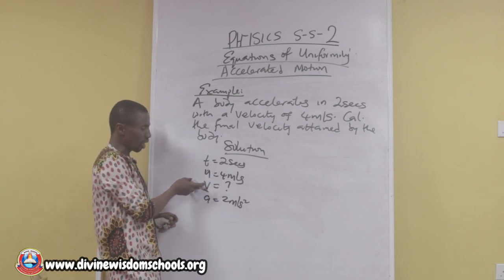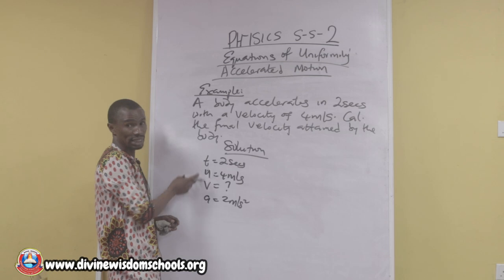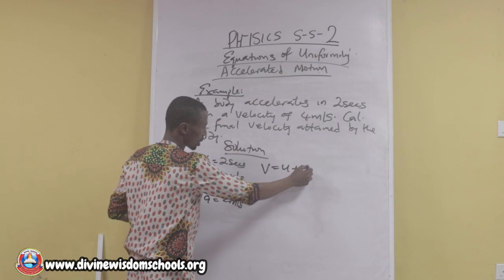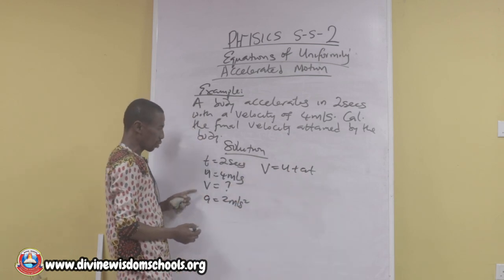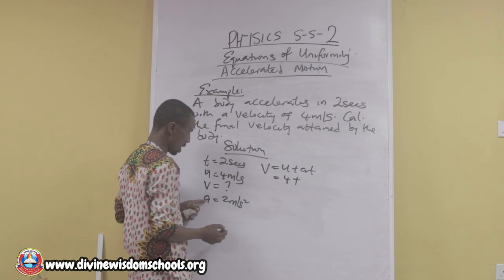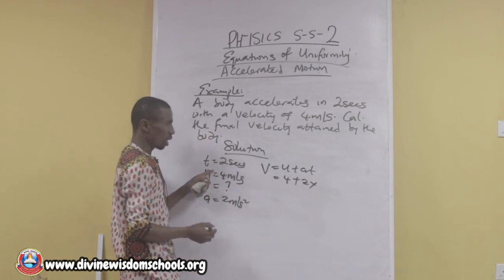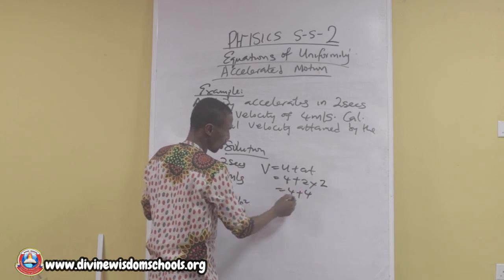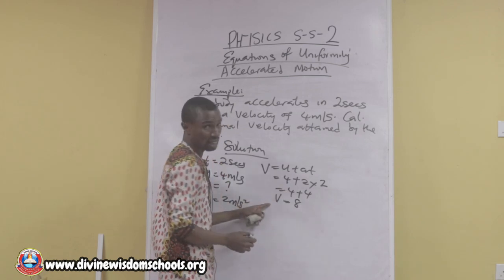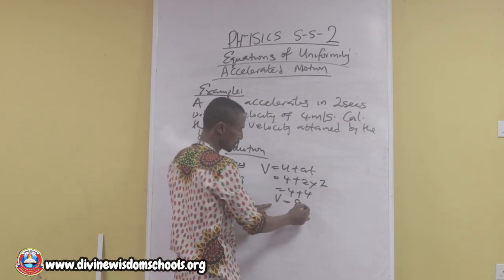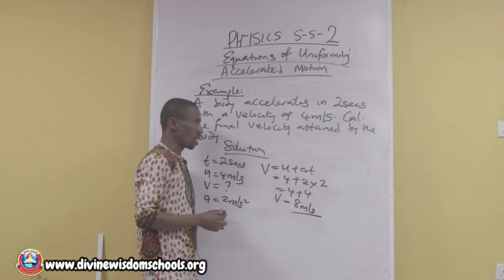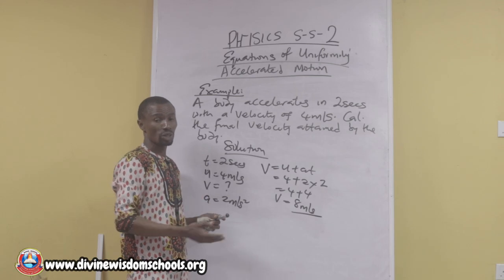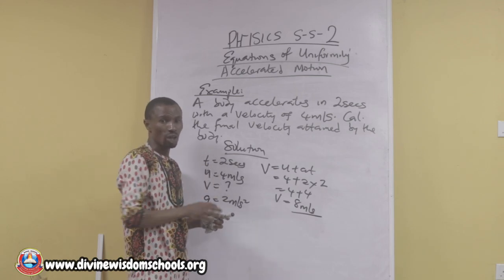So using these 4 letters, a, v, u, and t, we can go straight to the first equation of motion, which is v equals u plus at. So we are looking for v. What is u? u is 4 plus a is 2 times the time, which is 2 seconds. So 4 plus 2 times 2 becomes 4, so we have 8. So the final velocity attained by the body is 8 meters per second. So this is an example on how to solve the first equation of motion. In our subsequent classes, we'll go straight to the other equations.